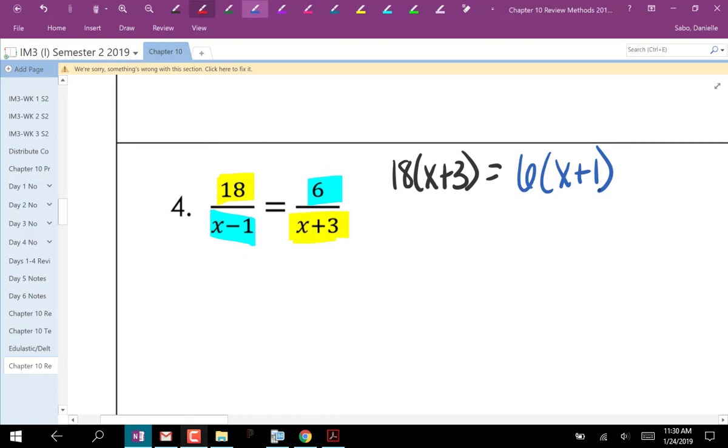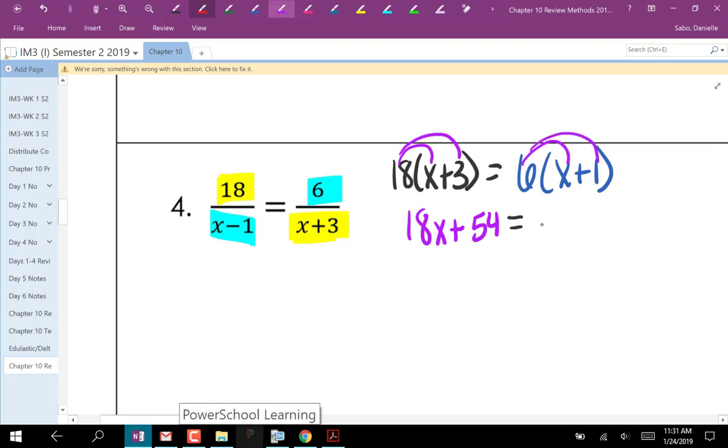I feel like we were pretty good at this yesterday, so I'm going to go a little faster. But that's really the only thing, and everything else is just solving. So I have 18x. What is 18 times 3? Need some help there. 24? No? 54? Thank you. And then I have, same thing, 6x and 6. So 6x plus 6 here.